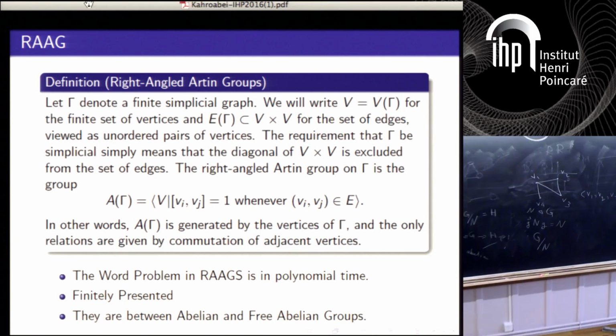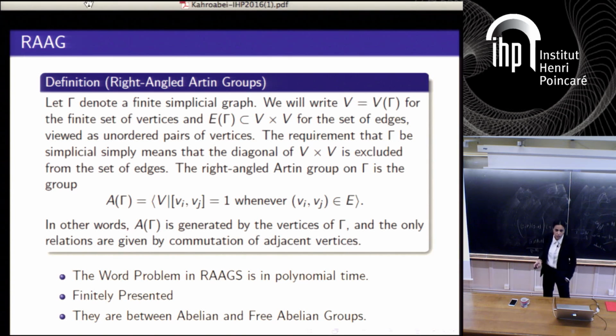The good thing about them is that the word problem in this group is linear, and they're finitely presented. They're basically between a free group and a free abelian group. If you have no edge, it's free. If everything's connected, it's going to be free abelian.